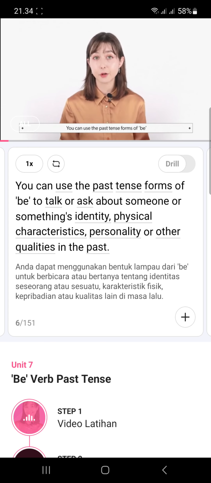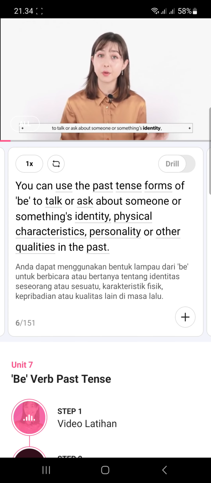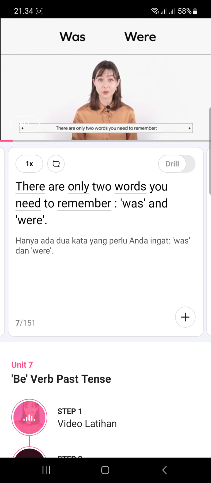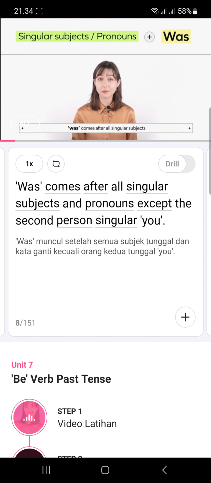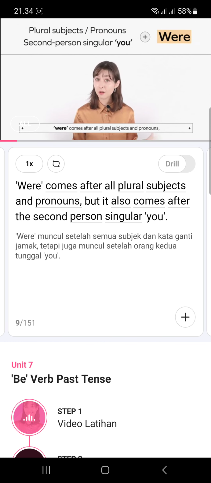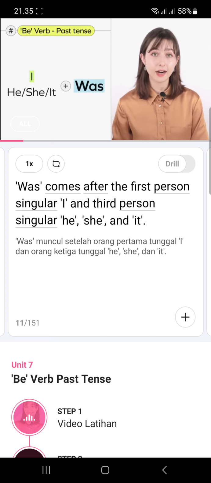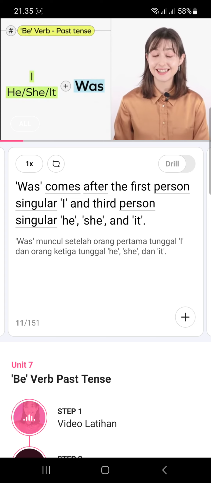You can use the past tense forms of be to talk or ask about someone or something's identity, physical characteristics, personality, or other qualities in the past. There are only two words you need to remember: was and were. Was comes after all singular subjects and pronouns except the second person singular you. Were comes after all plural subjects and pronouns, but it also comes after the second person singular you. Was comes after the first person singular I and third person singular he, she, and it.